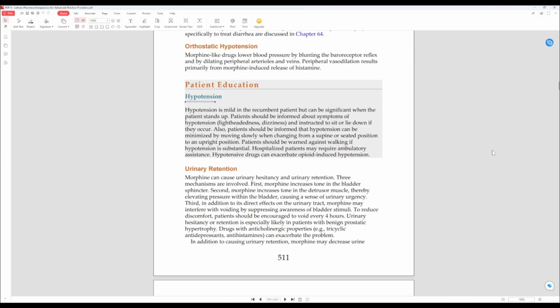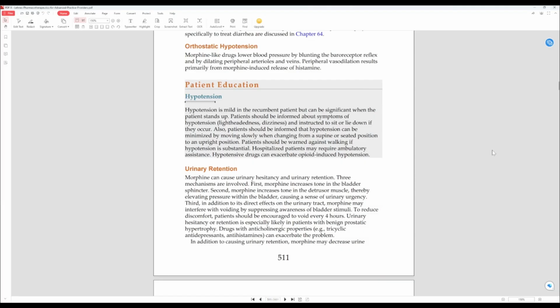Morphine-like drugs may lower blood pressure by blunting the baroreceptor reflex and by dilating peripheral arterioles and veins. Peripheral vasodilation results primarily from morphine-induced release of histamines. So, patient education regarding hypotension. Hypotension is usually mild in the recumbent patient, but can be significant when the patient stands up. Patients should be informed about symptoms of hypotension and be instructed to sit or lie down if they occur.